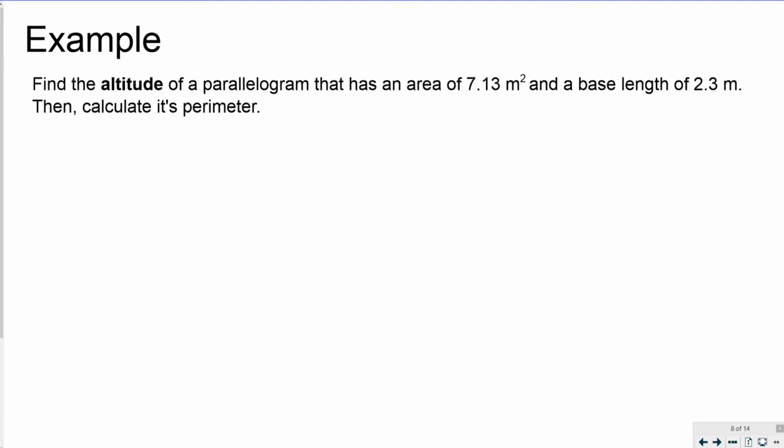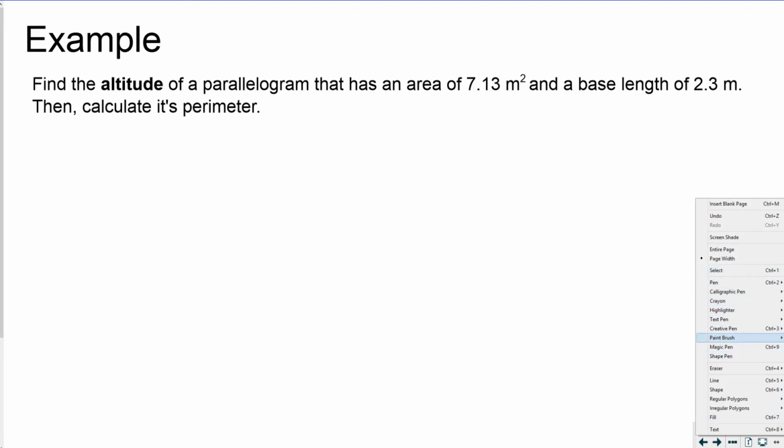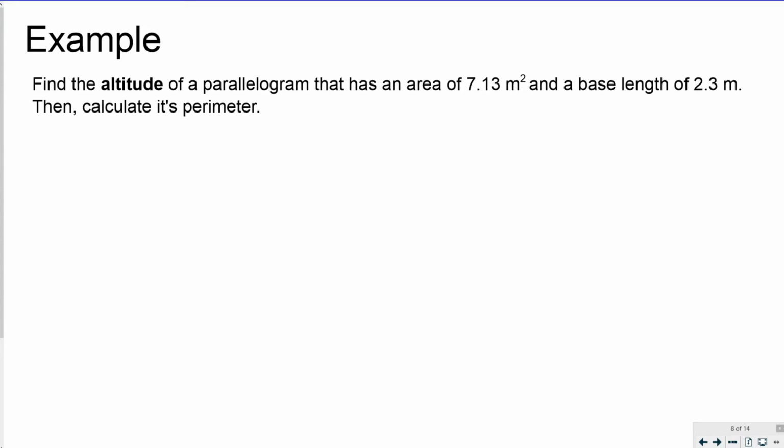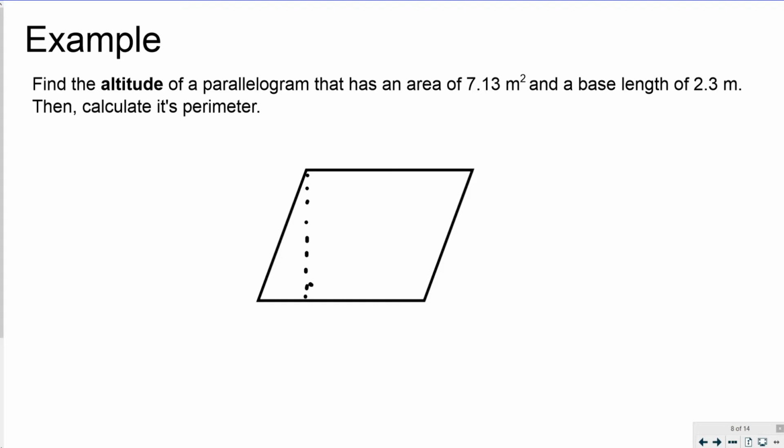Find the altitude of a parallelogram that has an area of 7.13 meters squared and a base length of 2.3 meters. So what I am going to do is grab a shape and draw a parallelogram really quick, because I'm not the greatest at freehanding it. And we are looking for the altitude, the height, when we know that the base is 2.3 meters, and calculate its perimeter. So it's 2.3 over here.